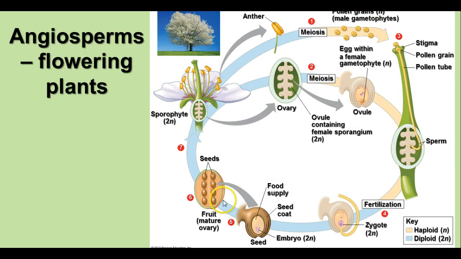In the angiosperms, the flowering plants, it's very similar. The dominant form is going to be the mature plant. That's going to be the sporophyte, and it's going to produce flowers. The flower is going to be the reproductive organs, and in the flower you've got the male reproductive organs on the anthers, which produce the pollen grains, and the female reproductive organs in the ovary, which produce the ovules, which contain the egg cell.